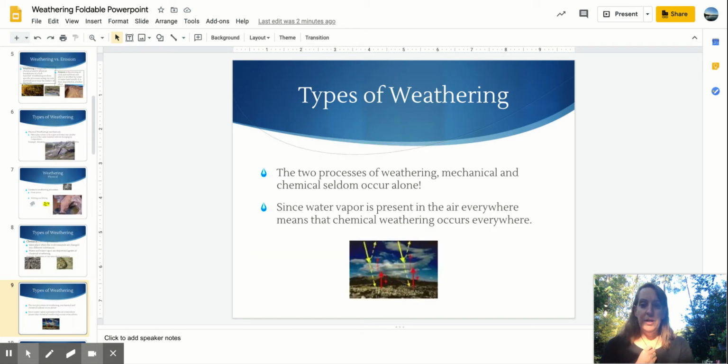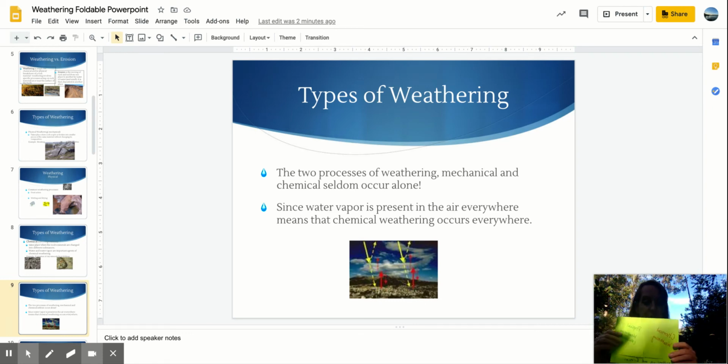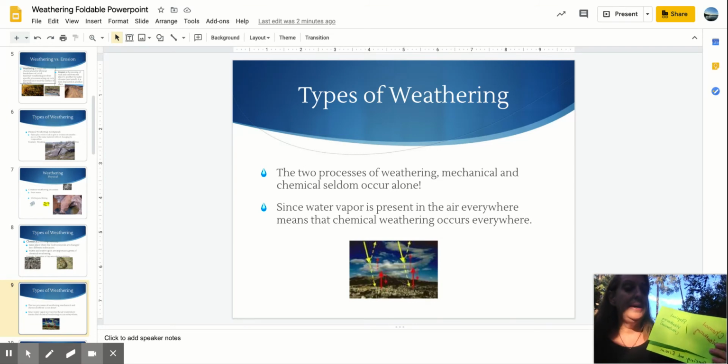So I'm not going to go through all of these slides. You can go through them, and I will put a link up in the Google Classroom. I just want to show you how I made my foldable. I am not very creative, so I simply made a foldable like this, that I folded a piece of paper down and made a little 2-flip book.